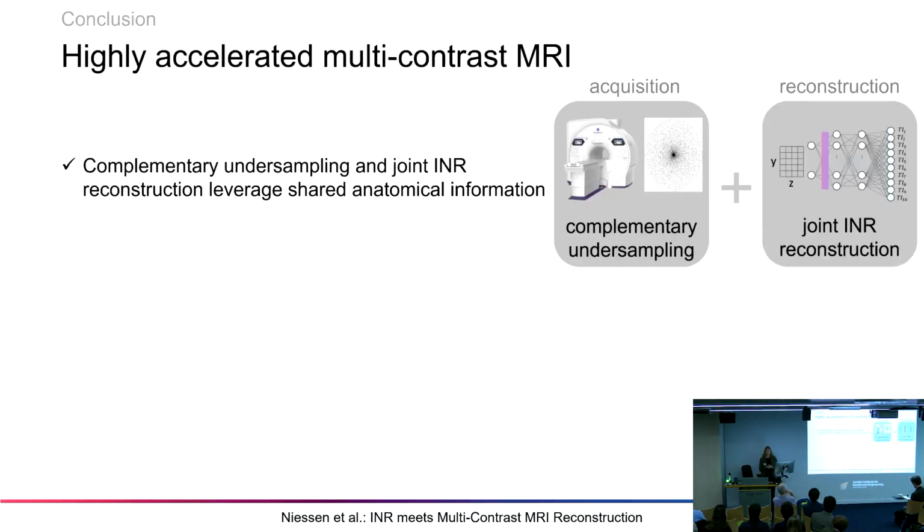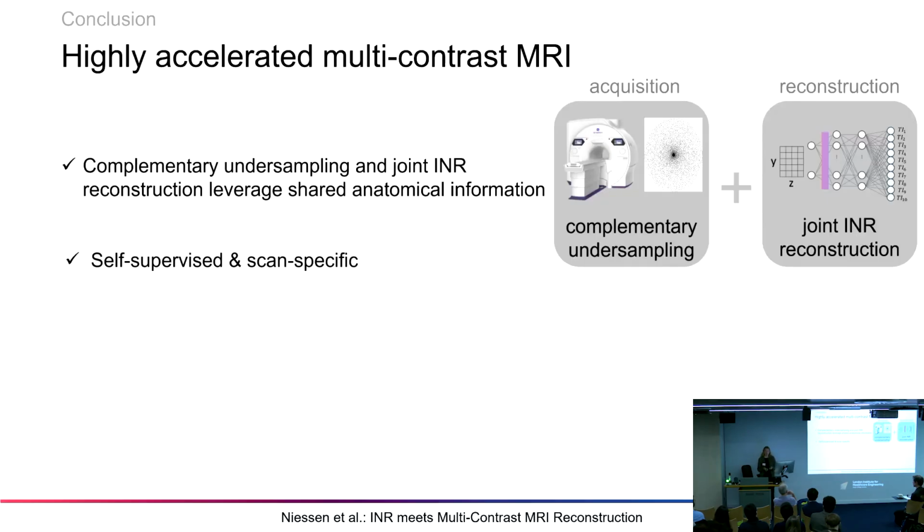To conclude, we propose a method for highly accelerated multi-contrast MRI, and we combine complementary undersampling and a joint INR reconstruction to leverage shared anatomical information across contrasts. Our method is self-supervised and scan-specific, which means that no large training data is needed, which is good because in the context of multi-contrast MRI, such big data sets do not exist. Additionally, this makes our method more robust if you want to apply it to completely different data sets.